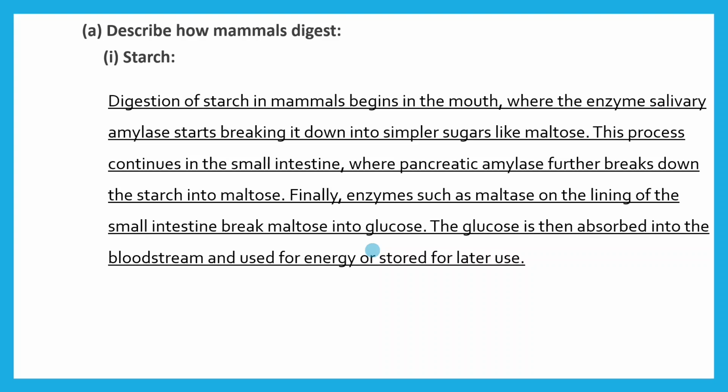And once that has been achieved, the smallest particle has been reached, then that glucose is absorbed into the bloodstream, where it is used for energy in the process called tissue respiration. Where you have excess energy in the body, it is stored for later use. So this is the process of starch digestion.